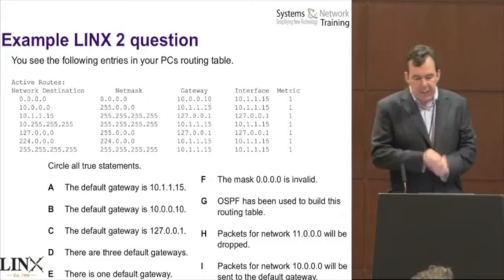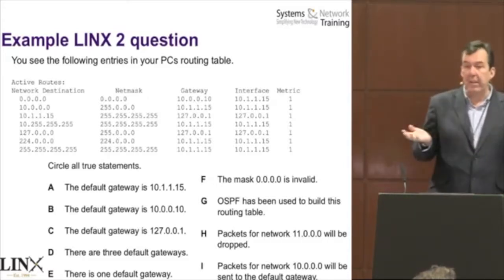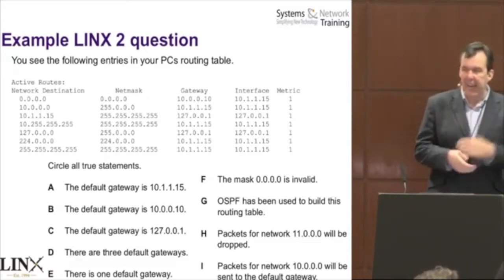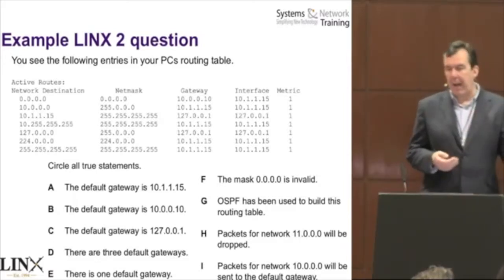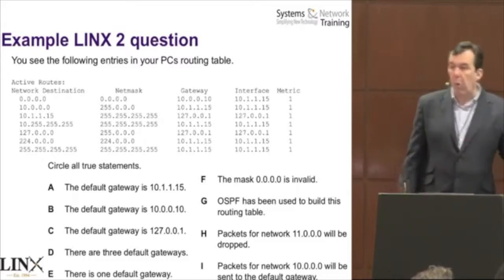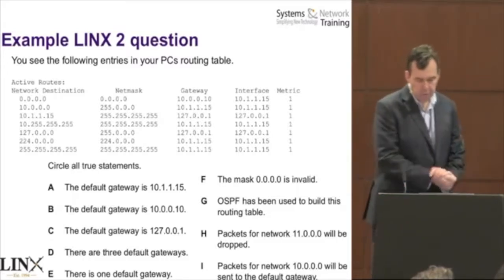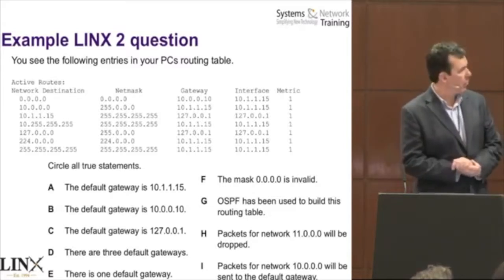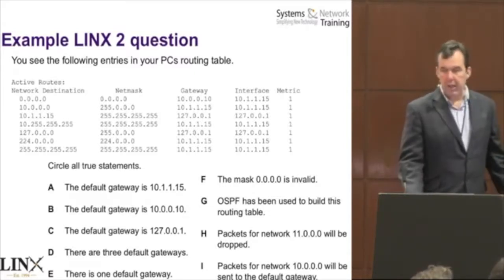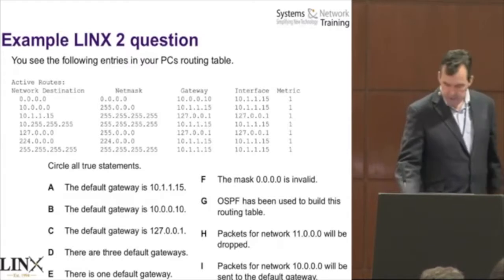Interesting ones are things like that there is a default gateway. There is only one default gateway there. So students should know what a default gateway is. They should know that packets for network 11 won't be dropped because they will go towards the default gateway. Packets for network 10, well, we're attached to network 10. So again, that gives you an example, and there you go.